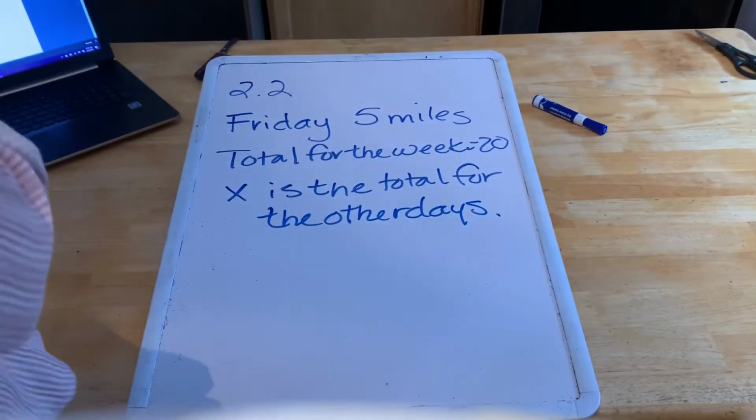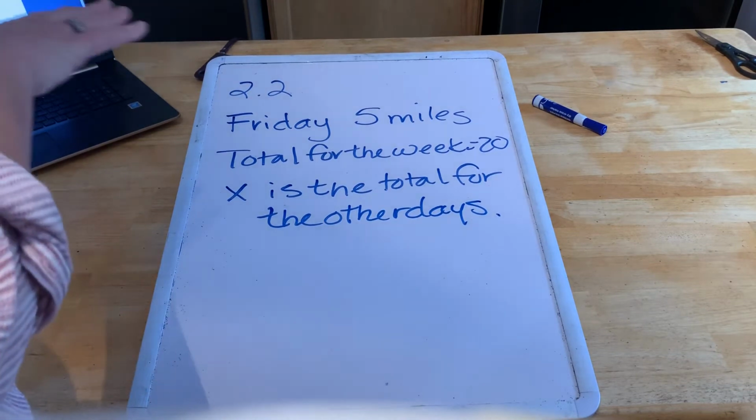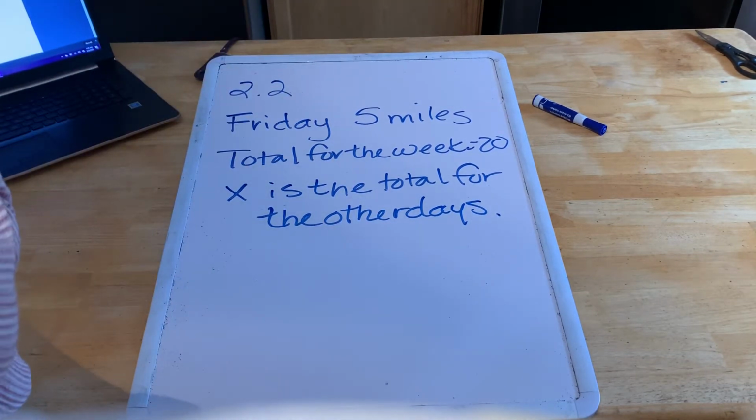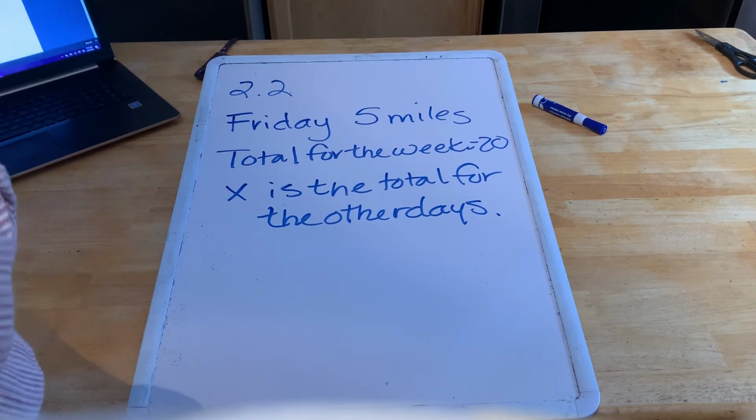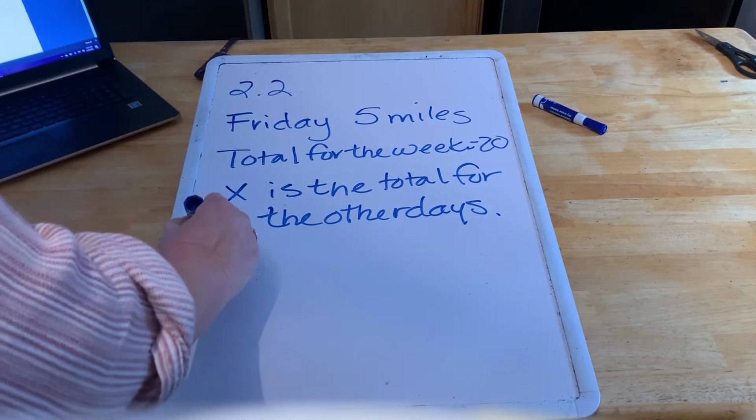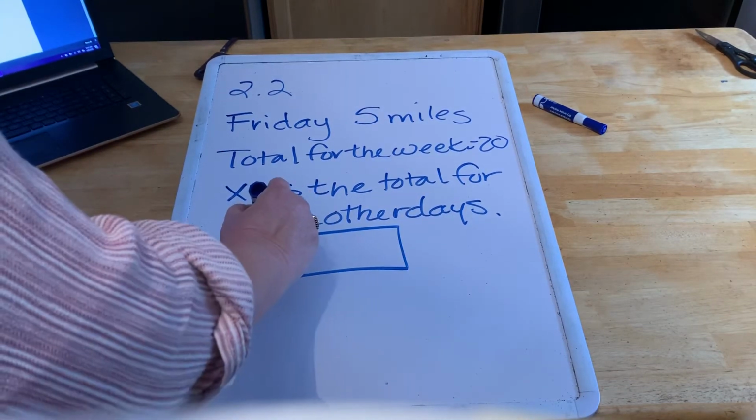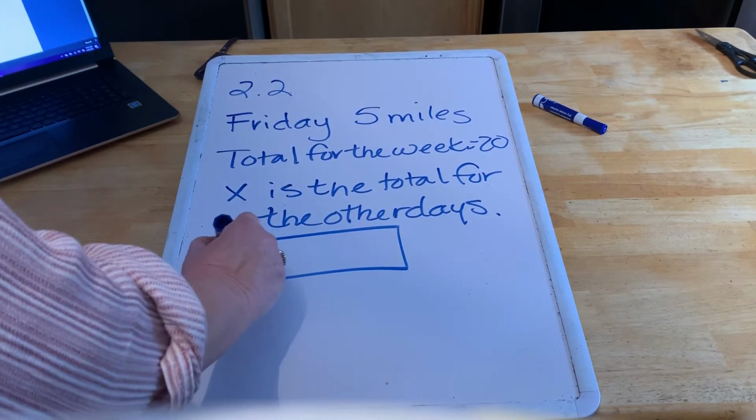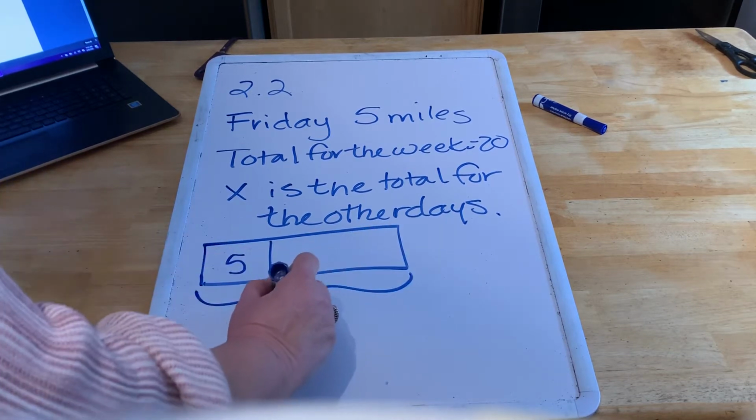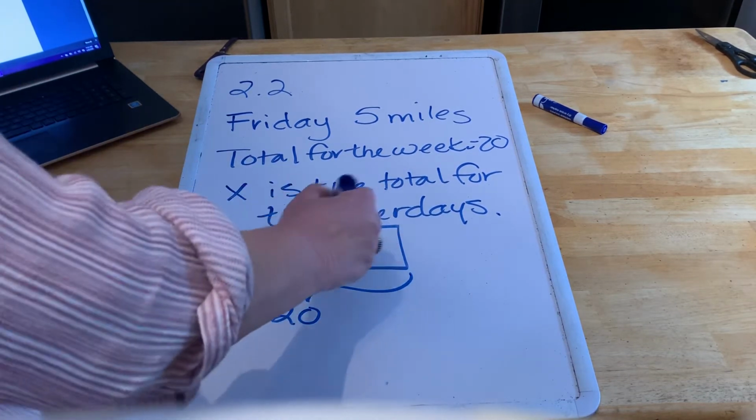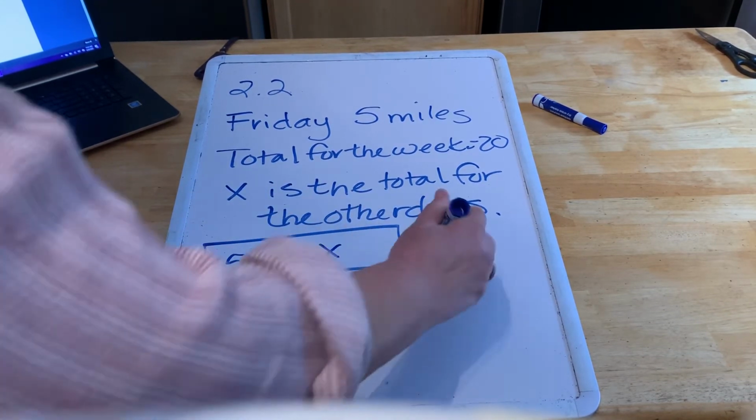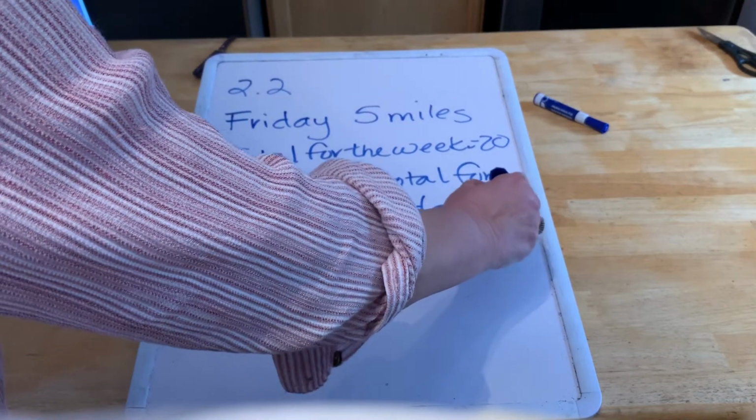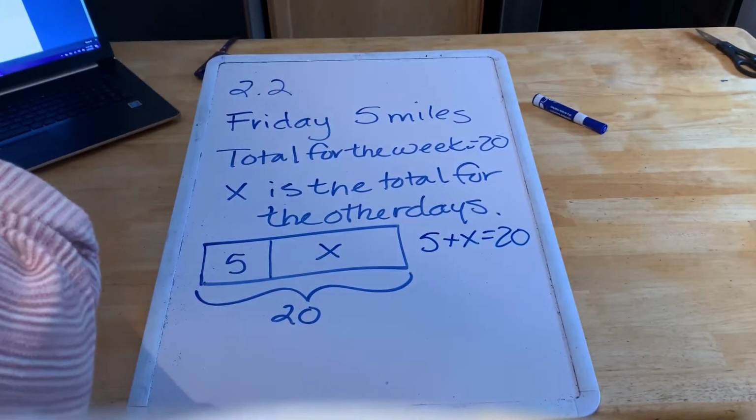Okay, first thing I want to figure out is this multiplication or addition. So nowhere in this problem does it talk about having the same value repeated. So I know that this has to be an addition equation. So if I make my tape diagram, I know I have 5 on Friday, I know my total is 20, and I know that the rest of it is X. So now I want to make this into an equation. I have 5 plus X equals 20.